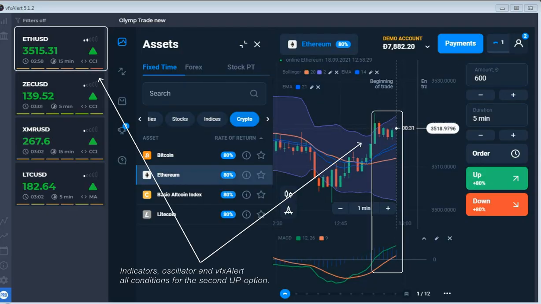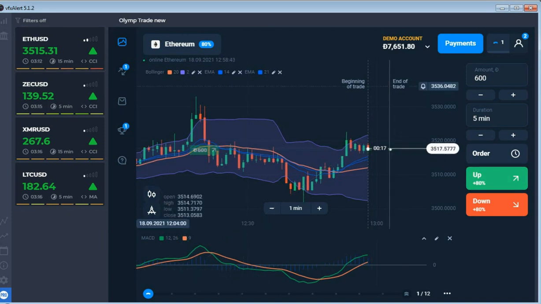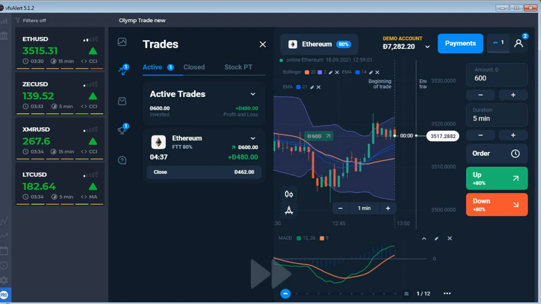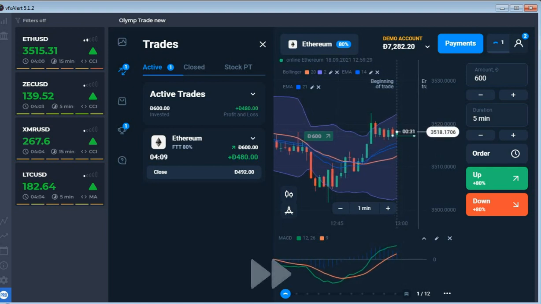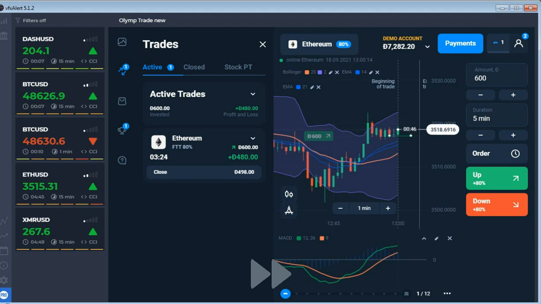If there was a false signal for an asset, you need to continue trading on it if the conditions of the strategy are met. Again, Ethereum, and all the conditions for the second up option. Beginners should wait for at least 2 values of the MACD histogram to overcome the zero level, and only then start crypto trading.